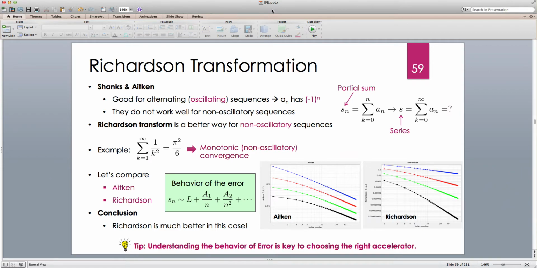Hello and welcome to another Java tutorial. In this tutorial, I'm going to continue the discussion on sequences and series in Java.